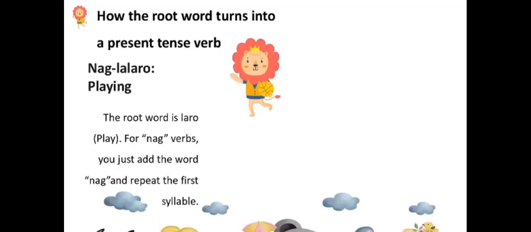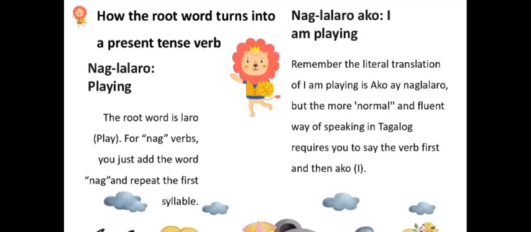Naglalaro translates to playing. The root word for this verb is laro, which translates to play. For nag-verbs, you just add the word nag and repeat the first syllable of the word, and it becomes a present tense verb. Naglalaro ako translates to I am playing.